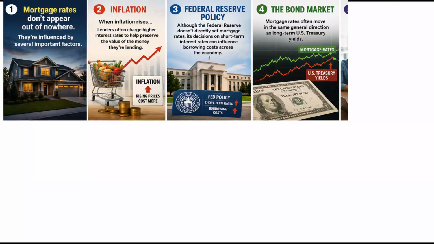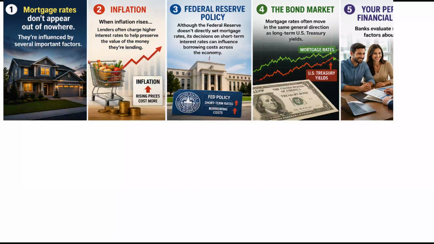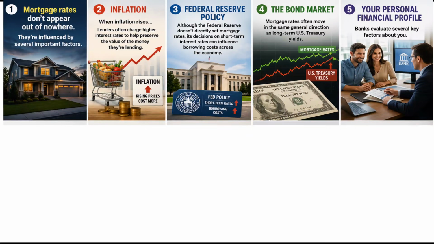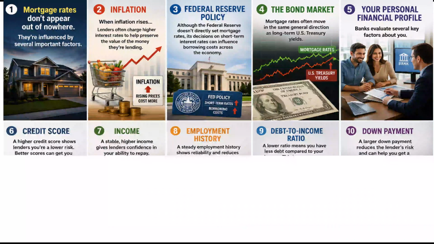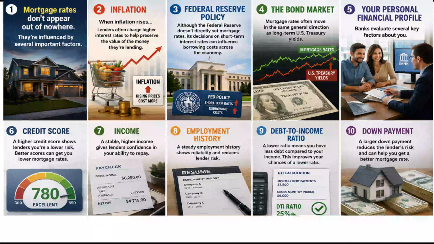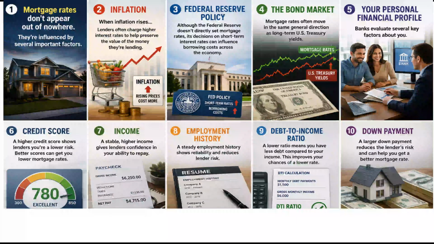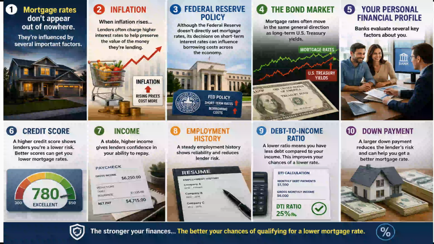Number three, the bond market. Mortgage rates often move in the same general direction as long-term US Treasury yields. Number four, your personal financial profile. Banks evaluate your credit score, your income, your employment history, debt-to-income ratio, and down payment. The stronger your finances, the better your chances of qualifying for a lower mortgage rate.